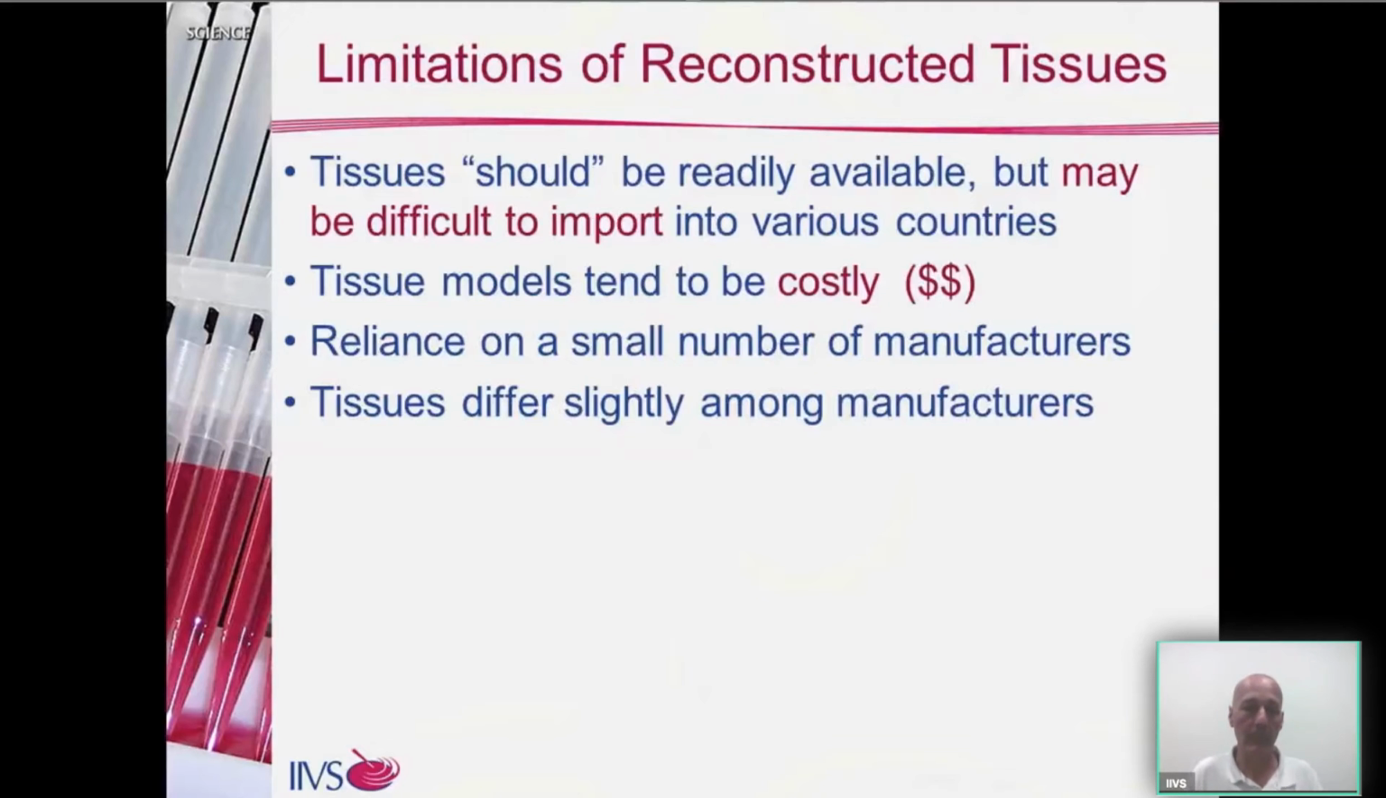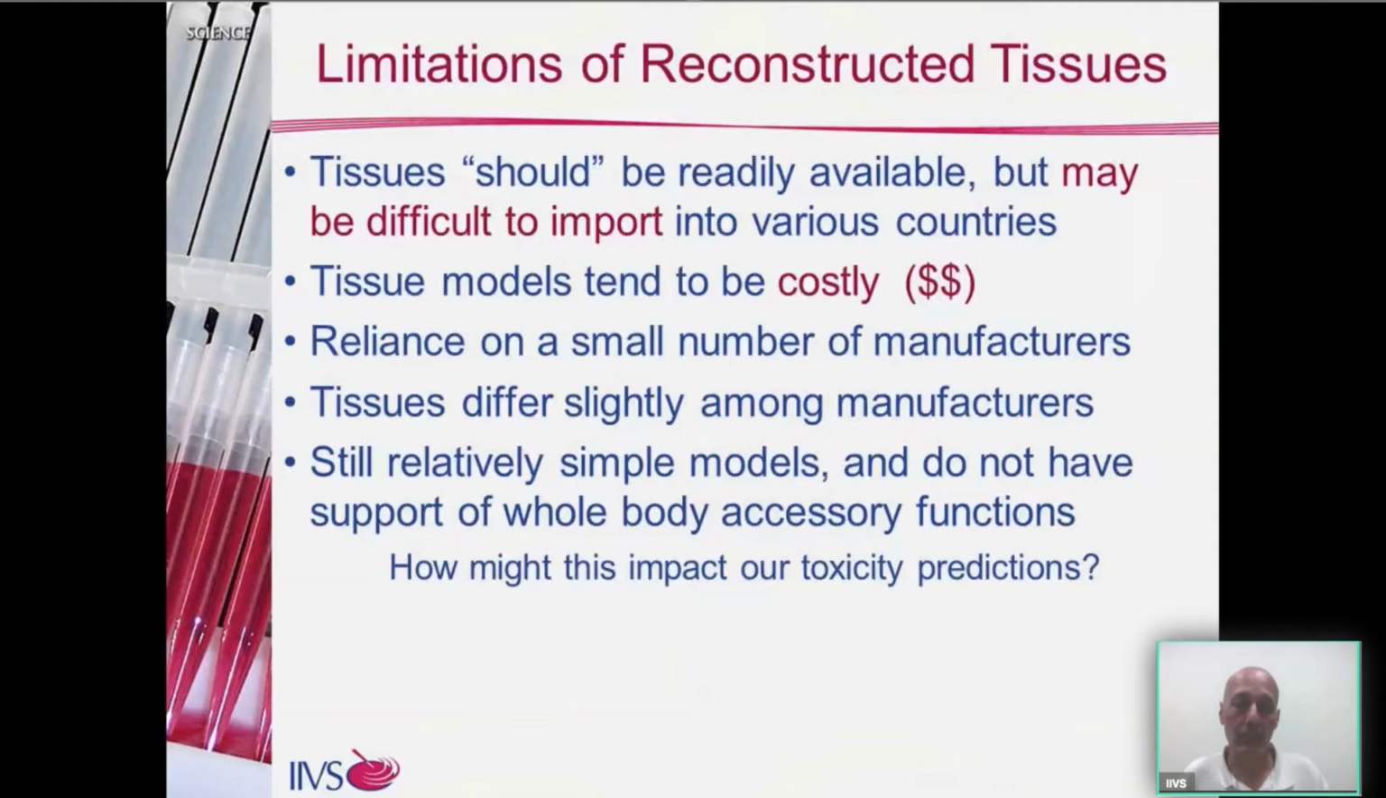And in fact, even if some of the tissue models are useful for a variety of regulatory test methods, even among the tissue manufacturers, tissues differ slightly. They may have some common performance attributes, but there are differences among each of the tissue models, and we need to understand that when we apply one model and consider replacing one model with another manufacturer's analog.